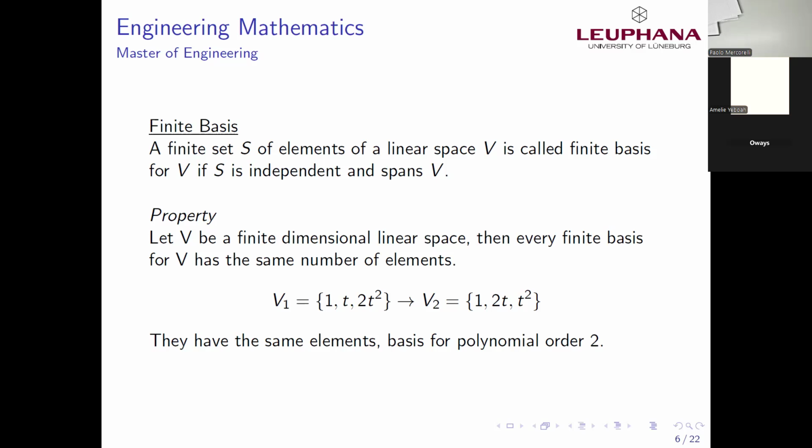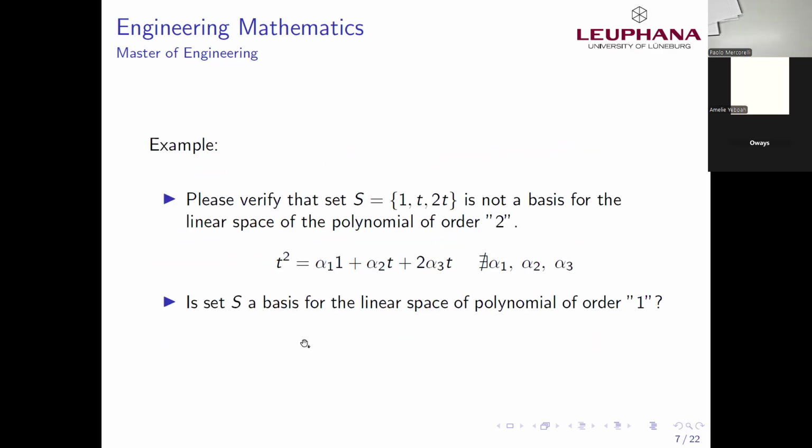Look at these two sets, V1 and V2. We can say that V1 and V2 are the same in the sense of basis, because I can generate any polynomial of order 2. Even though here I have 1 and then 2, here I have 2 and here I have 1, I have basically the same elements. Both V1 and V2 span the same set of polynomials of order 2. I can write with this element here, with this element here, or I can generate any kind of polynomial of order 2.